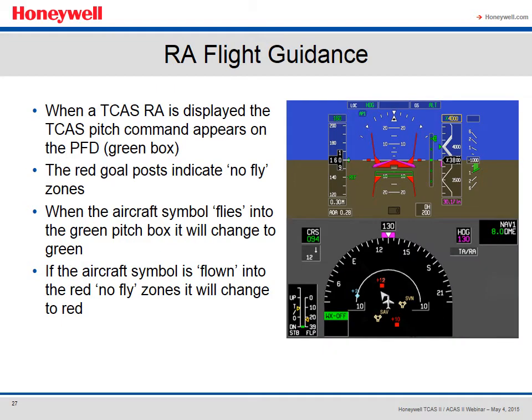When the RA is displayed on a primary flight display, the TCAS pitch command appears as a green box. Red goalposts, for lack of a better term, indicate the no-fly zones. Fly the aircraft symbol into the green box where it will turn green. If the symbol is flown into the no-fly areas, it will turn red.